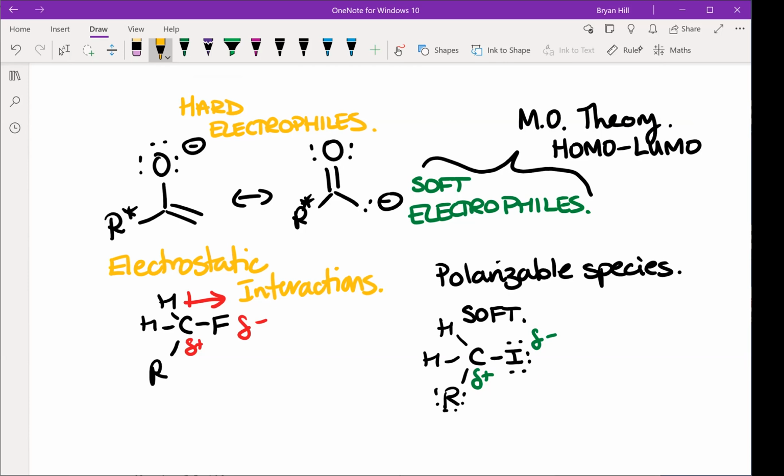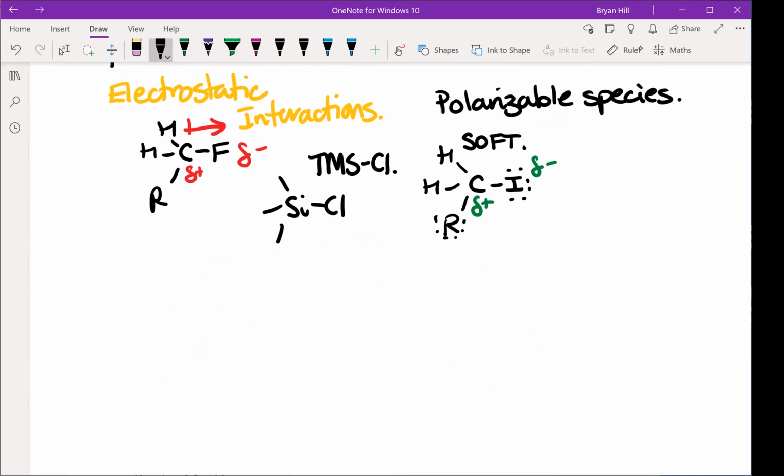So the silicon and oxygen form a really strong bond. A silicon-fluorine interaction would be a hard, hard sort of interaction. So the most common sort of interaction where the electrophile is reacting with the oxygen, the one that we'll see the most, would be if it was silicon, like a TMS chloride, for example. Another example, I suppose, which you might see is an acid chloride.